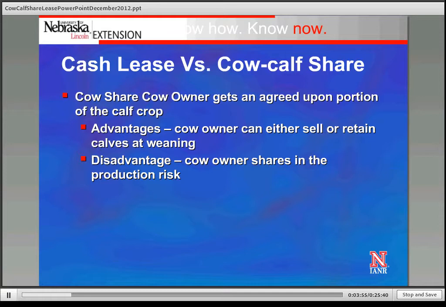And so they have more options with what they do with the calves if that's in a cow-calf share arrangement versus if they're just strictly getting a cash lease. The disadvantage to the cow owner, obviously, is they share in the production risk.